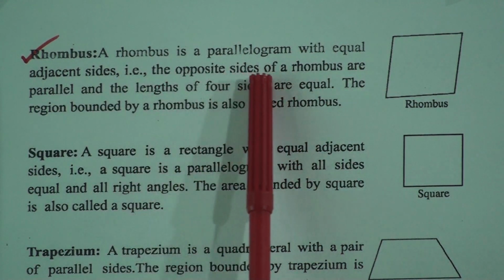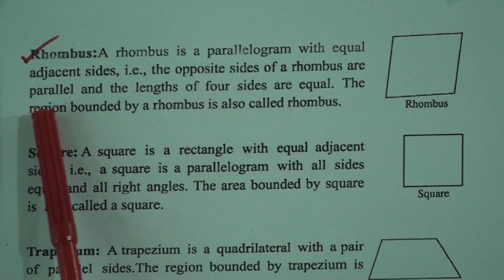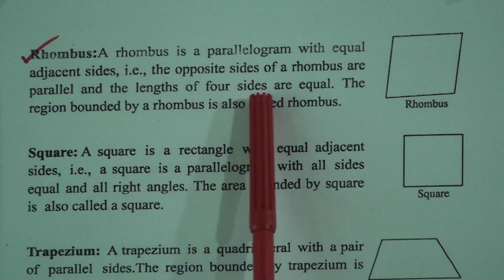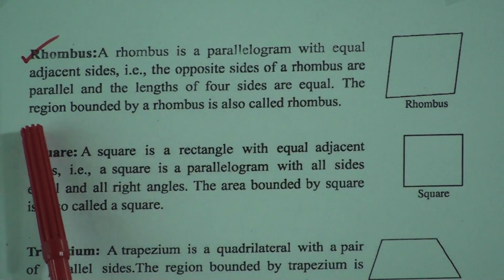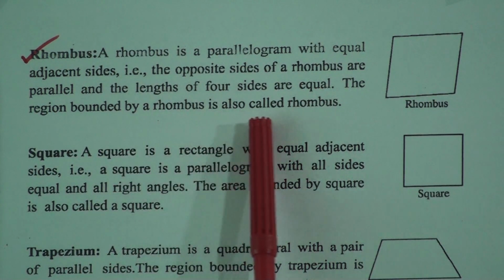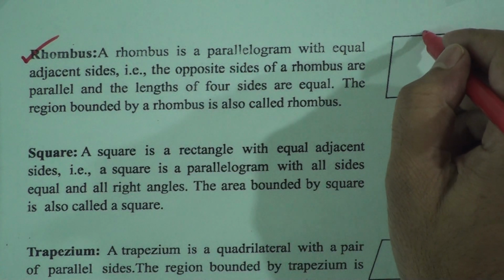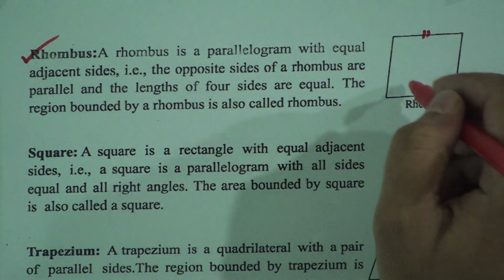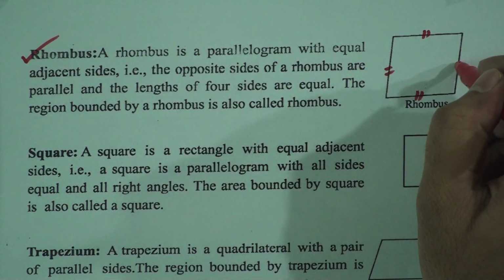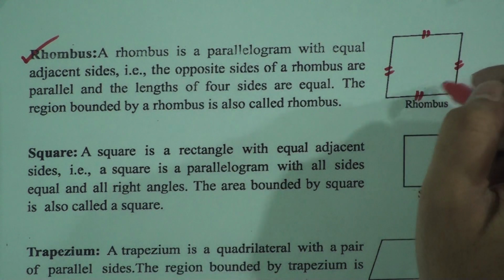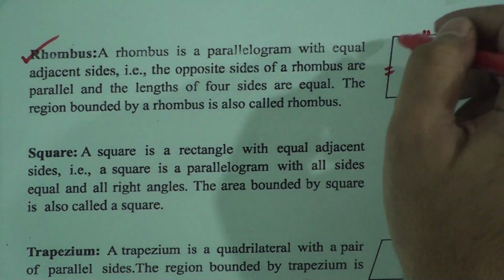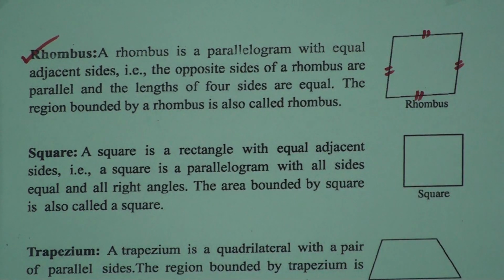That is, the opposite sides of a parallelogram or rhombus are parallel, and the length of four sides are equal. The region bounded by a rhombus is also called rhombus. Okay, dear students, now see, as this is a parallelogram, so opposite sides must be parallel, and as adjacent sides are equal, so we can say these four sides are mutually equal.